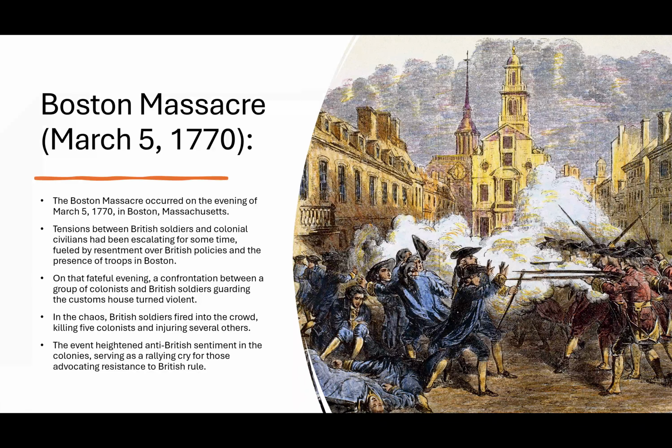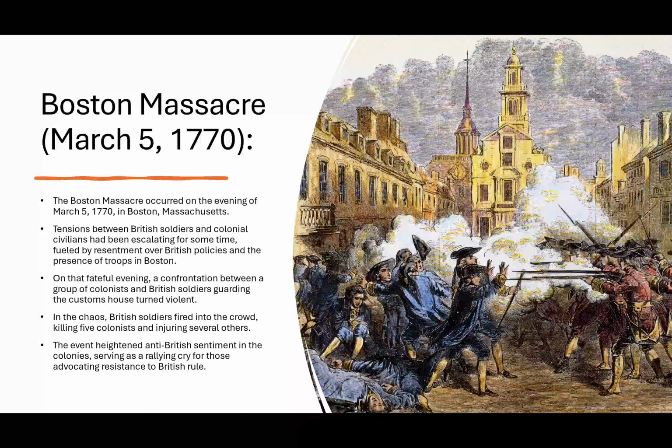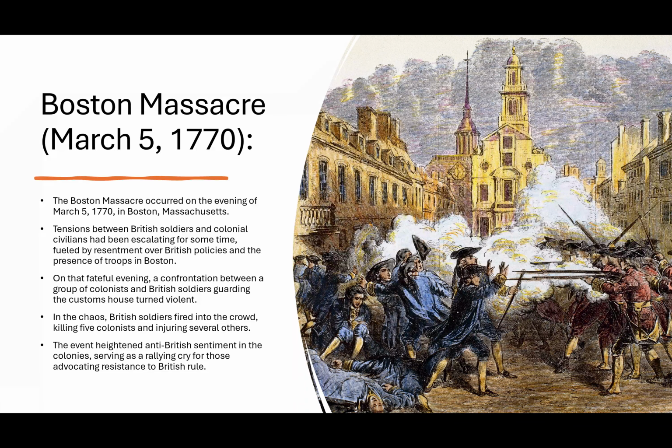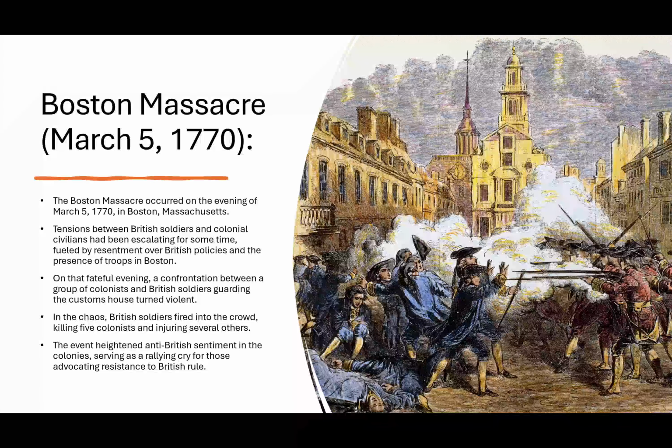In the chaos, the British soldiers fired into the crowd, killing 5 colonists and injuring several others. And this highlighted the start of anti-British sentiment within the colonies. This is where the real anti-British sentiment within the colonies actually started. Obviously, the majority of the colonies were really up in arms with the British, but at this point we're going to see a more violent approach to the British.